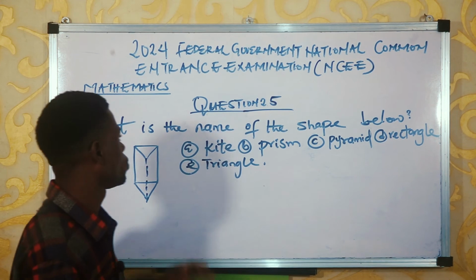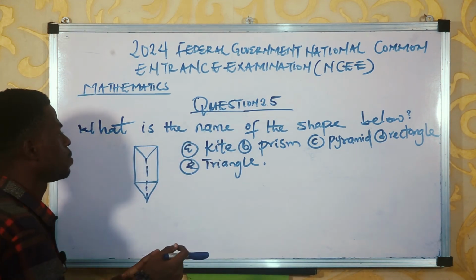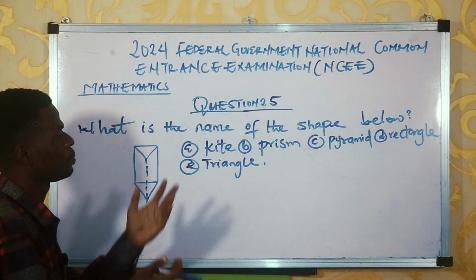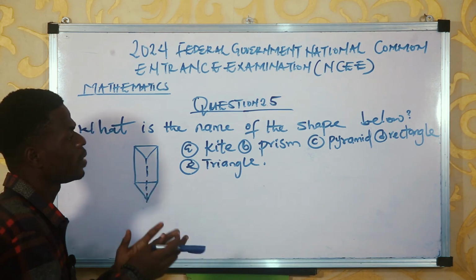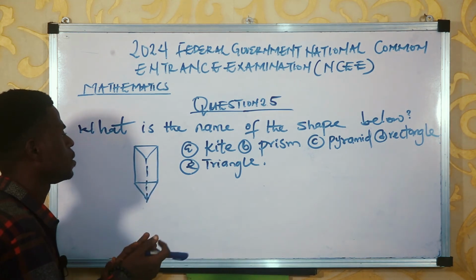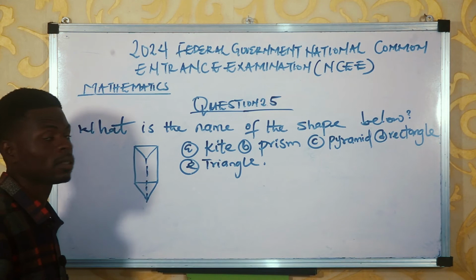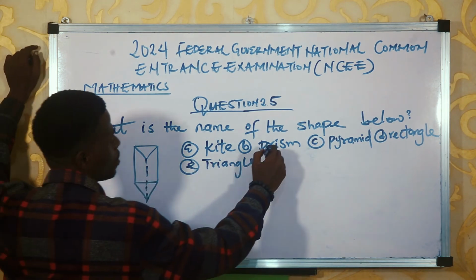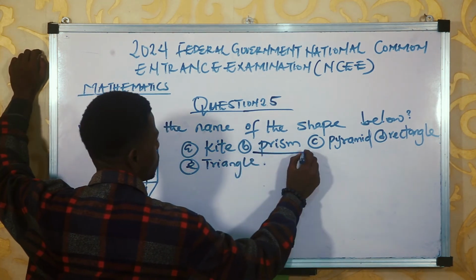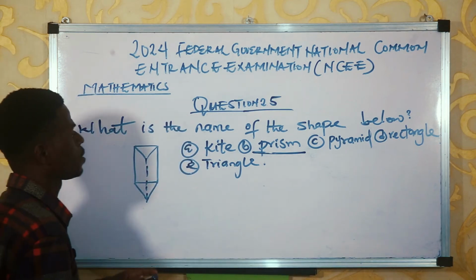Question 25 says, what is the name of the shape below? A, kite. Option B says prism, C, pyramid, D, rectangle, and E is triangle. So the answer here, this shape is a prism. So that's the answer.